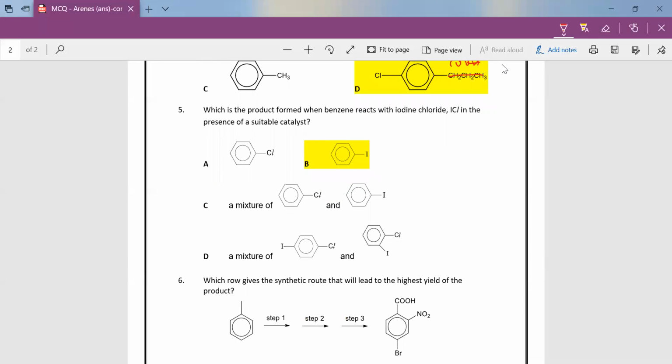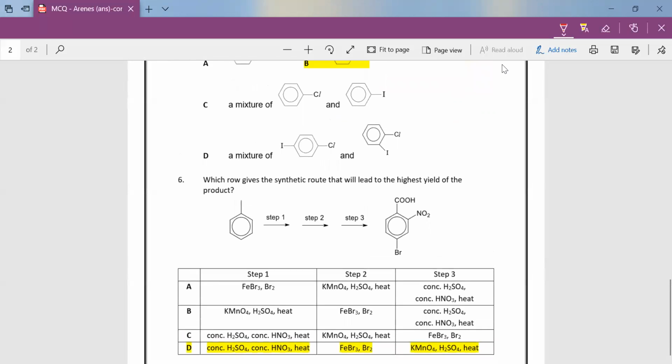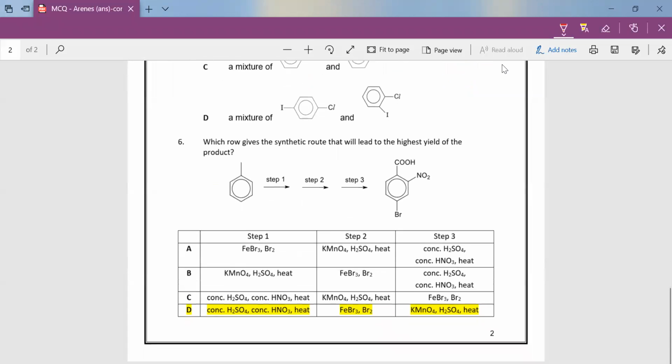Which is the product formed when benzene reacts with iodine chloride? Okay, so iodine chloride, your electrophile is actually the iodine. Okay. That's why iodine goes in. Due to electronegativity, in case you have forgotten.